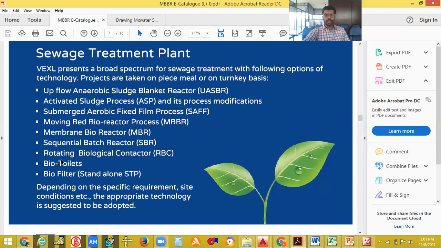Then there are the rotating biological contactor, biotoilets and biofilters. Not only that, sewage treatment plants are also made using electrodes, positive anode and cathode. Depending upon the usage and the space requirement, different types of sewage treatment plant are used.